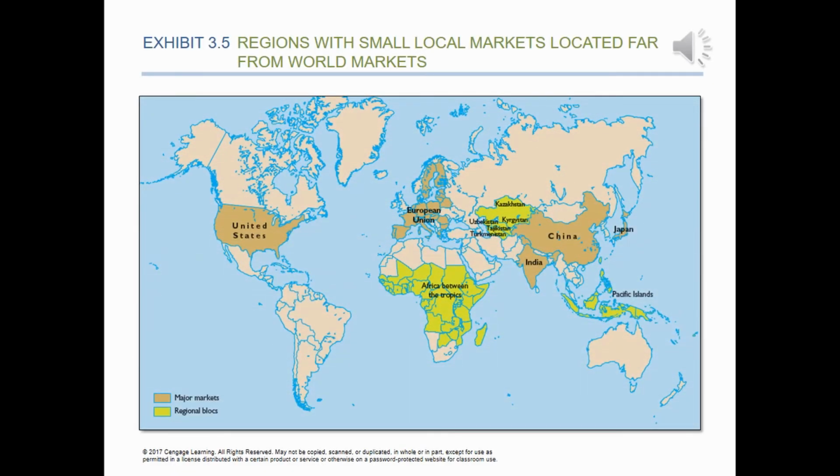This exhibit shows small market regions far from world market. So they are small markets and they are disadvantaged geographically. Okay? So there is difficulty in reaching them or in trading with them because of their location. International integration is most difficult for these countries in regions that are divided, far from world markets, and lacking the economic size of a large local market.